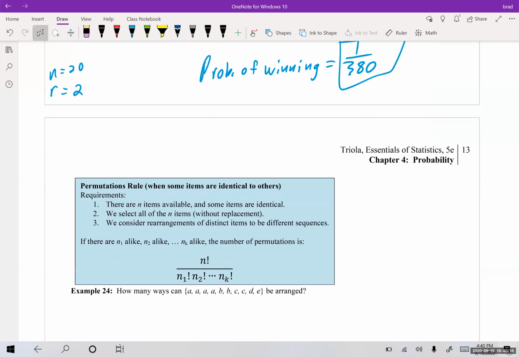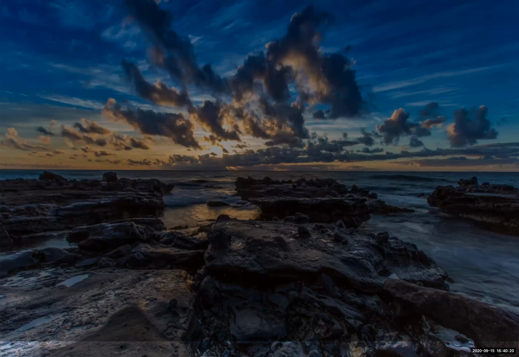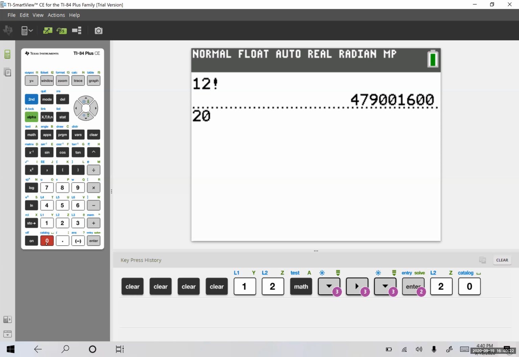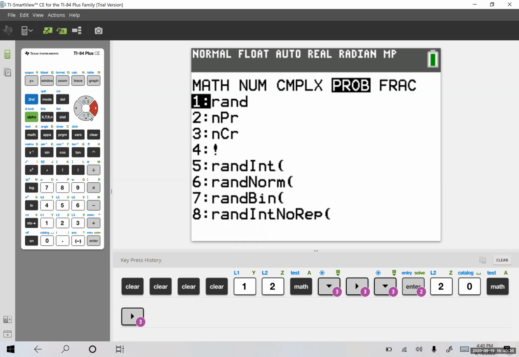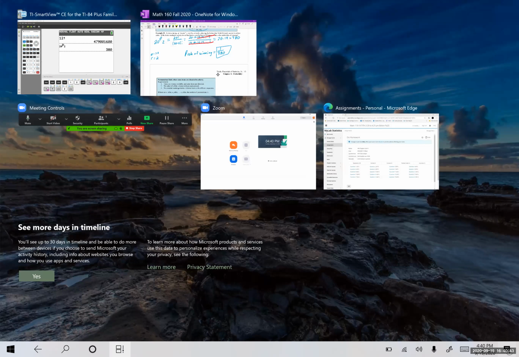Now we come over here. Let me show you how to do it on the calculator. On the calculator, I'm going to do 20, and then I'm going to go math, and go back over to probability, and there's NPR right there. I'm going to choose 2 and hit enter. And I get 380, just like we thought. So hopefully you understand you don't have to do that formula. I'm going to let you use the calculator to do it. All right, so let's go back to our notes.